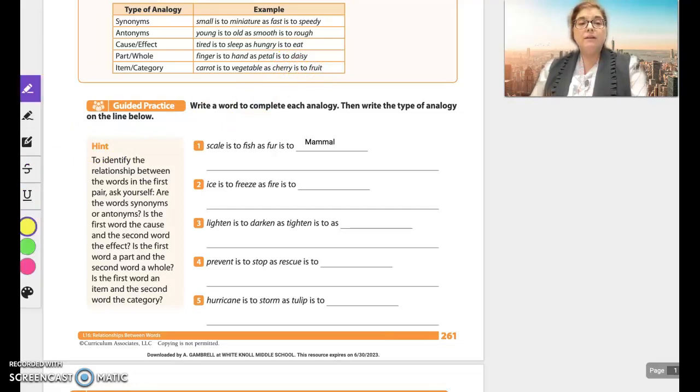It is what? Part of a whole, correct? Part of a whole. Because we have a scale, which is a small part of a fish, and fur, which is a small part of a mammal.